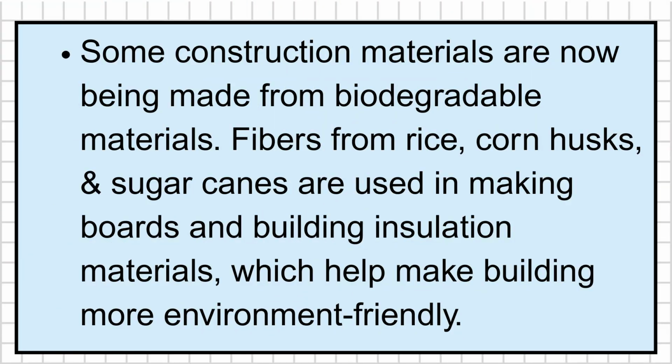Some construction materials are now being made from biodegradable materials. Fibers from rice, corn husks, and sugar canes are used in making boards and building insulation materials, which help make buildings more environment-friendly.